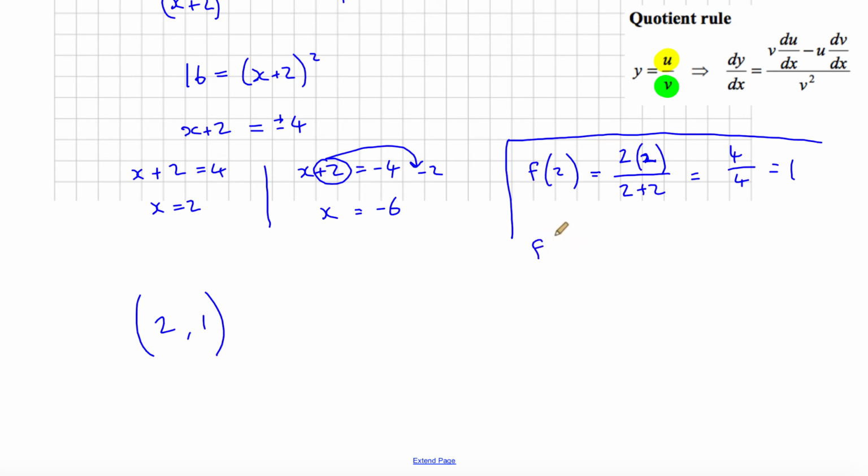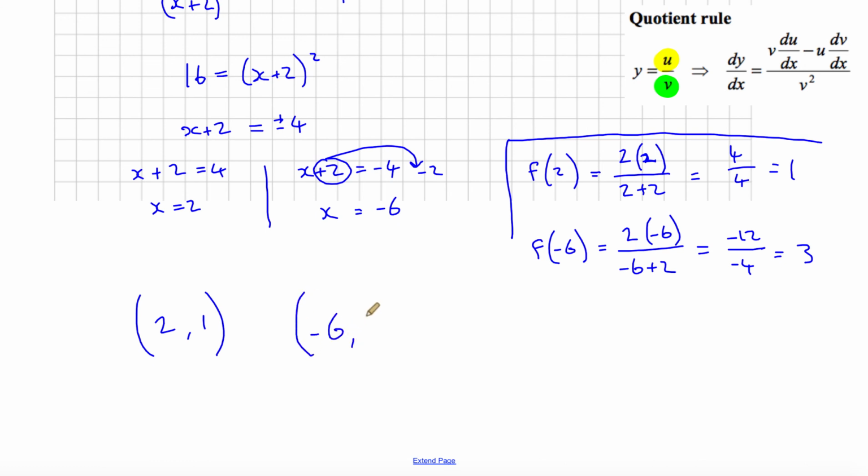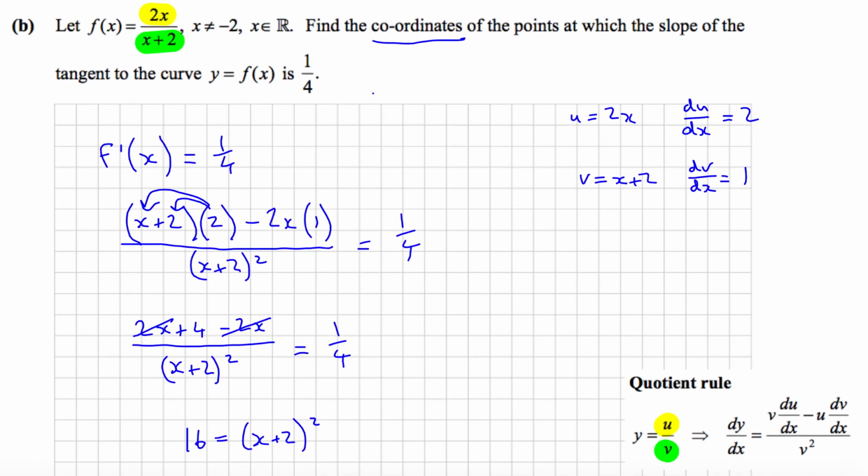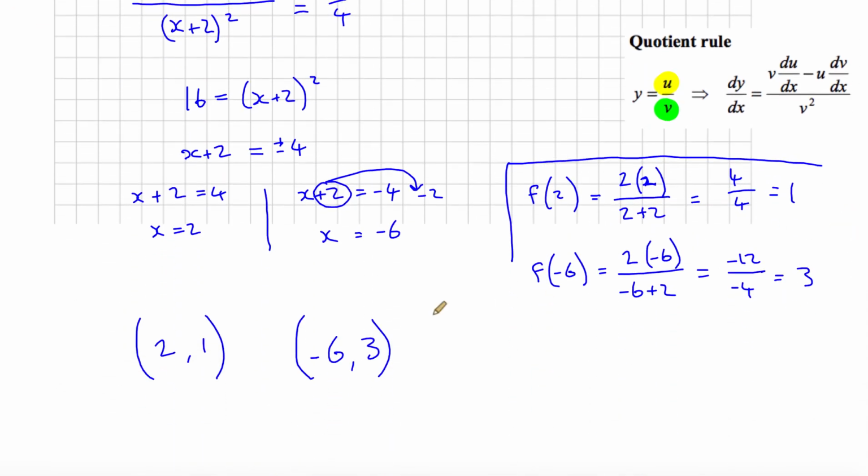And then I'm going to find f of negative 6, which is going to be twice negative 6 over negative 6 plus 2. That's going to give me minus 12 over minus 4, which is 3. So my other coordinate then will be minus 6, 3. So there we have the coordinates of the points at which the slope of the tangent of the curve is a quarter. So that's the end of question number 4.